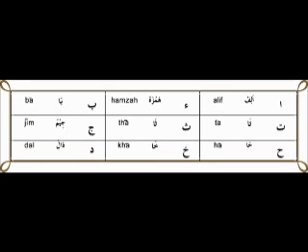Now notice when I said the letter tha, I put my tongue in between my teeth. Now this is the proper pronunciation in the Arabic language. This is how you differentiate between the sound of a tha and a sin. When you say the letter tha, you must put your tongue in between your teeth. Tha, tha. Jim, jim. Ha, ha.